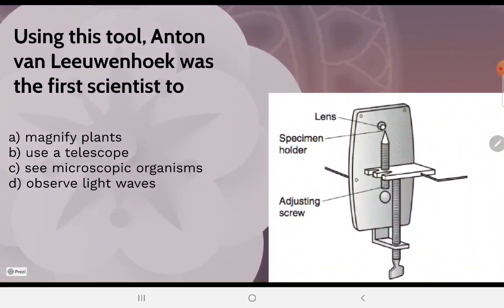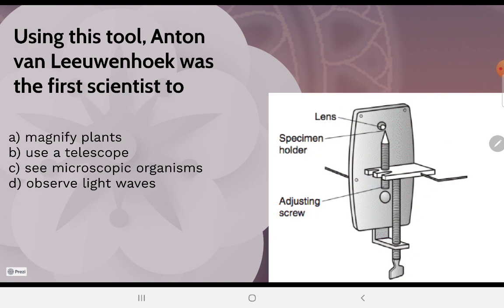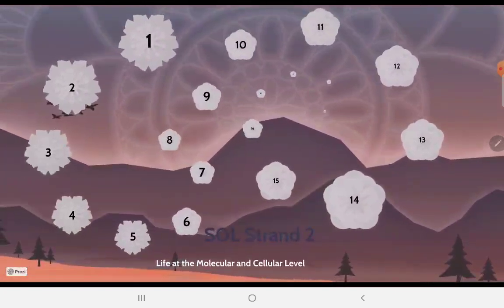Okay, using this tool, Anton von Leeuwenhoek was the first to what? So he looked at microscopic organisms. That's just something you have to know. He's just one of those scientists that you have to memorize. And I'll try to put a list of scientists that you need to remember in this video, and you should look into each one of those. So anyway, he looked at, a lot of people say pond scum, some people say he looked at the bacteria in his teeth. Anyway, it doesn't matter. You just have to remember that he used this sort of primitive adjustable microscope.